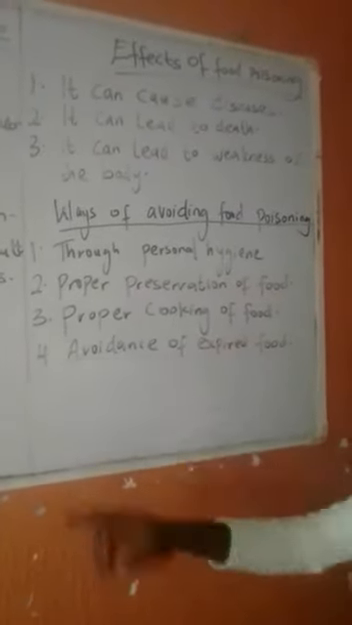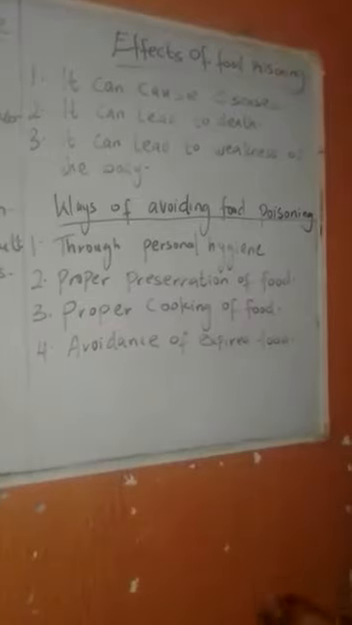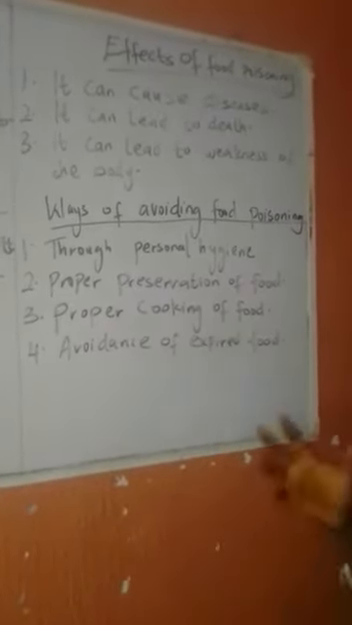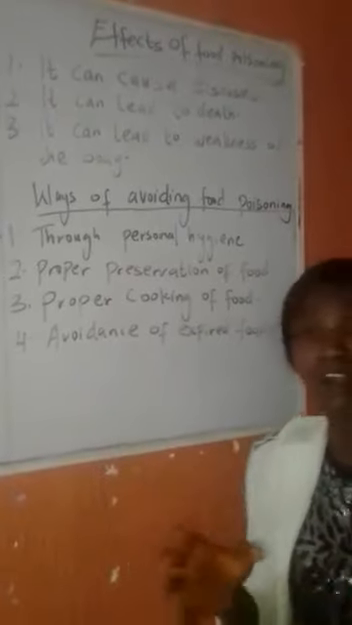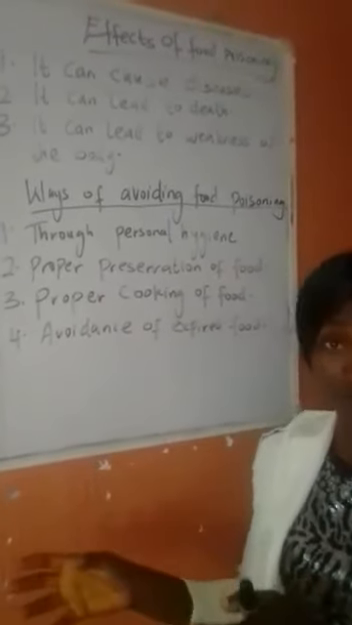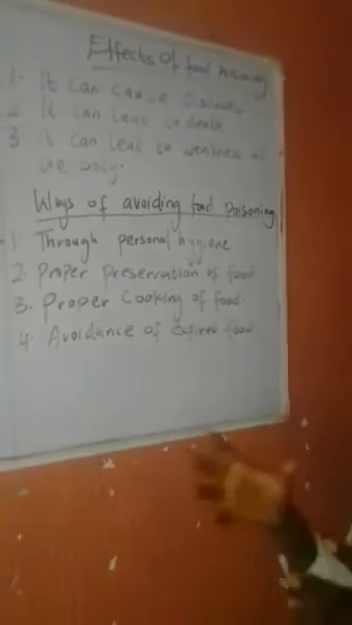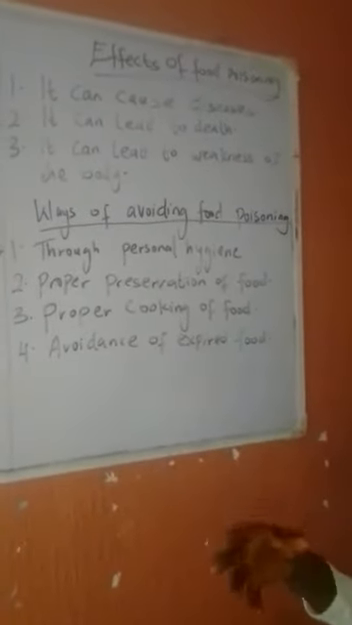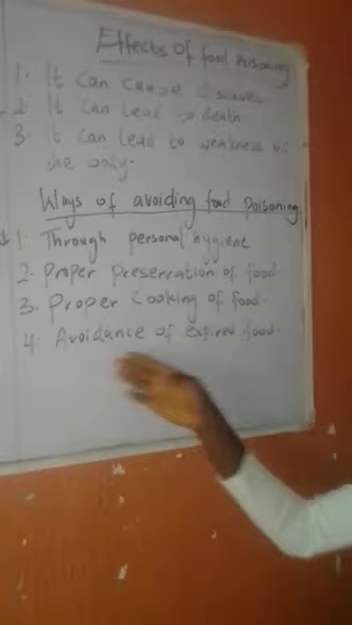And number 3, we have proper cooking of food. You don't eat food that is not properly cooked. When food is properly cooked, no microorganism can survive. So you need to prepare your food very well, preserve it, and cook it very well before you start eating. And lastly, avoidance of expired food.